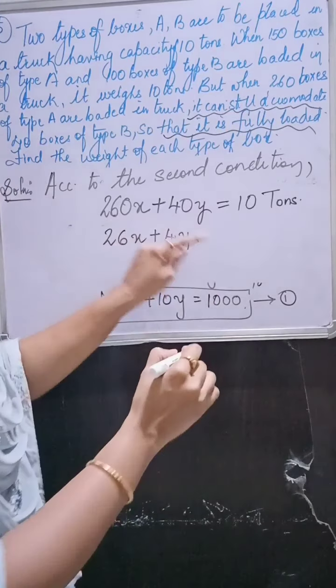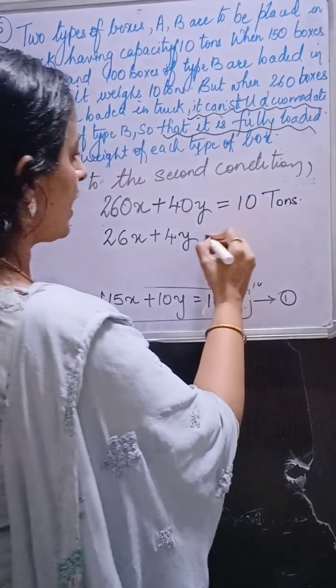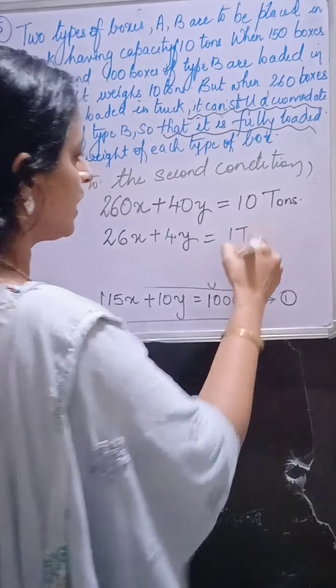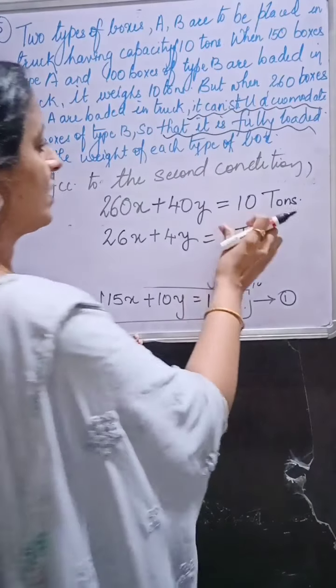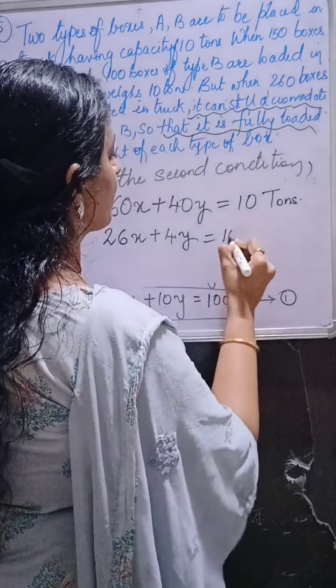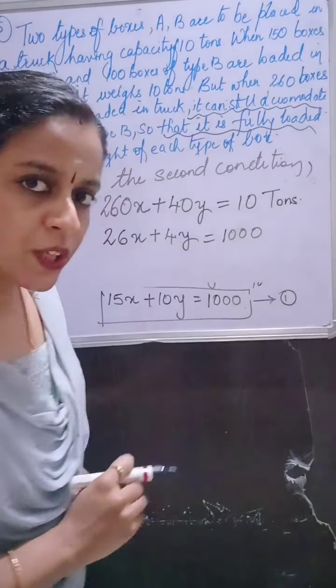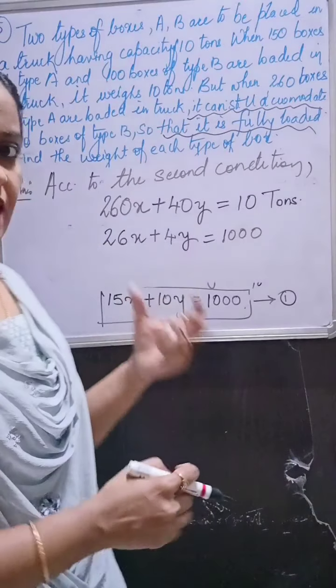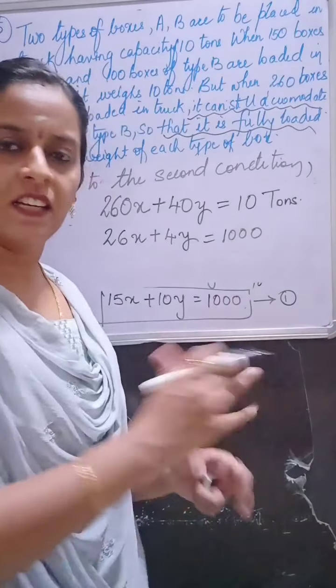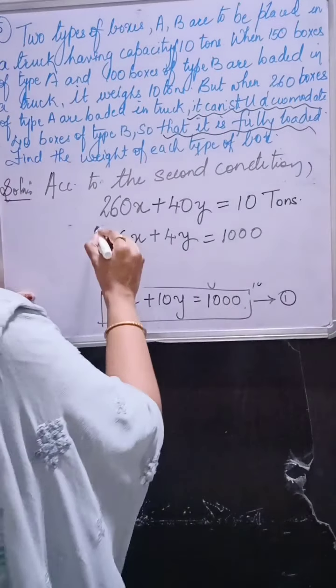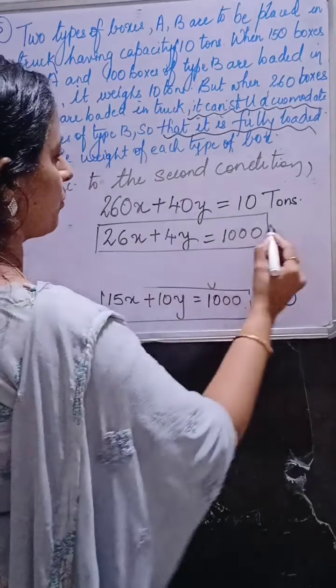Okay, I am taking 10 common. 10 upon 10 will be 1 ton here. 1 ton we are taking as 1000 kilogram. Why did we convert ton into kilogram? Because our left hand side is in kilogram. So 1 in kilogram and 1 in ton, that is incorrect. So here we have our second equation.